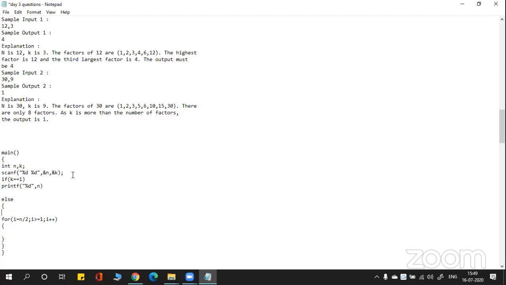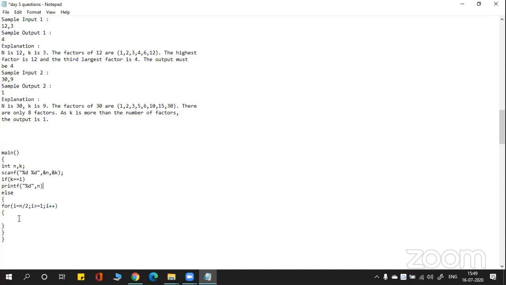Yes, actually this was the problem. If I start from i is equal to n by 2, we will not get the highest factor. So that condition we have eliminated here. So if k is equal to 1, print n. Else, I should find out what number. And here we can write either i greater than 0 or i greater than or equal to 1. Anything is fine.